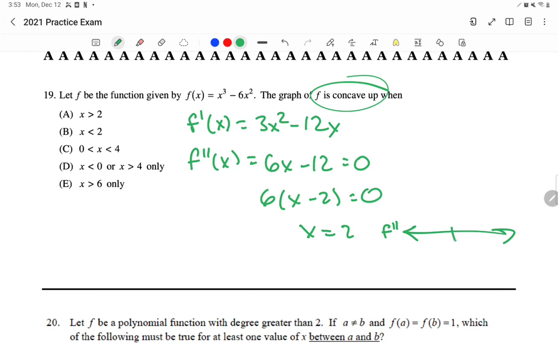All right, make a number line. For f double prime, plug in a number like 0. 0 minus 2 is negative. Plug in 3, you get positive. Concave down, concave up. So this would be when x is greater than 2.